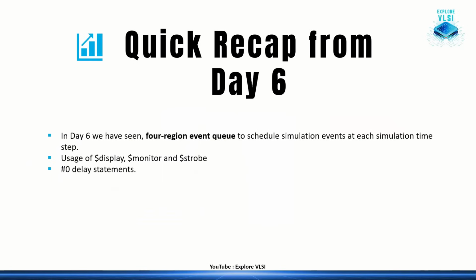In day 6, we have seen the scheduling semantics of Verilog, that is, the 4 regions of the event queue. We have seen which statement is going to be executed first and which will follow in Verilog at a particular time frame: blocking assignment, non-blocking assignment, zero delay statements, $display, $monitor, and when they are going to be executed if they are in the same time frame.